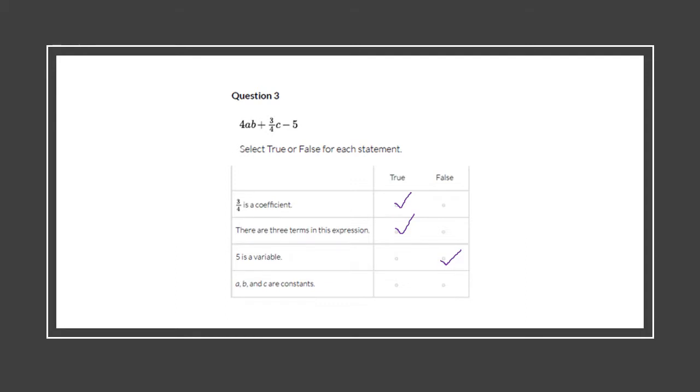A, B, and C are constants. Constants are the numbers that do not change, that are not affected by any variables. Well, A, B, and C are not constants. They are variables. Okay, the constant here would be this 5.